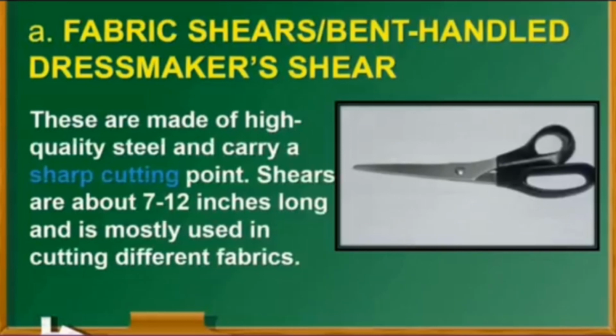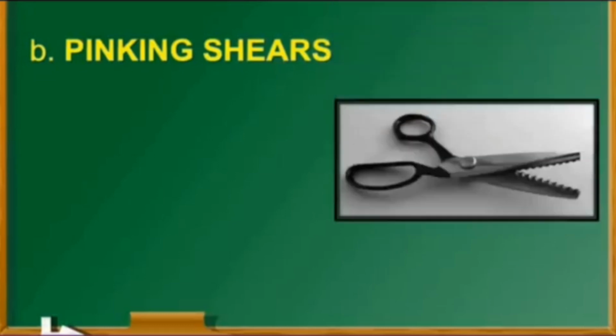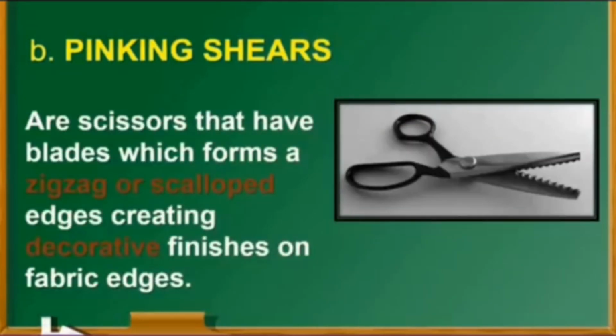These are made of high-quality steel and carry a sharp cutting point. Shears are about 7 to 12 inches long and are mostly used in cutting different fabrics. Pinking shears are scissors that have blades which form a zigzag or scalloped edge, creating decorative finishes on fabric edges.